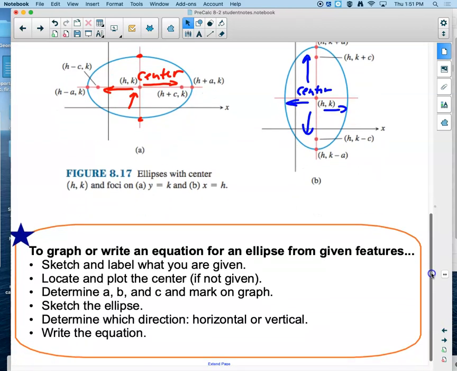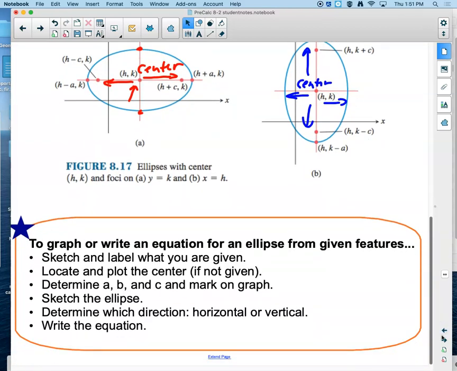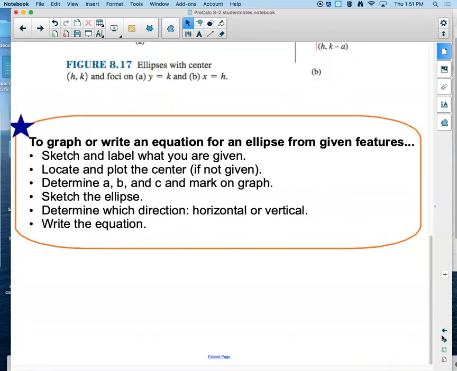We need to start getting a sketch and put this all together. So to graph or write an equation for an ellipse from these features, sketch and label what you have. Locate and plot the center. It's going to be halfway between the foci, halfway between the vertices, halfway between the covertices. Determine A, B, and C. Mark those on the graph. Then sketch the ellipse, trying to round it off, and determine which direction it is, horizontal or vertical.